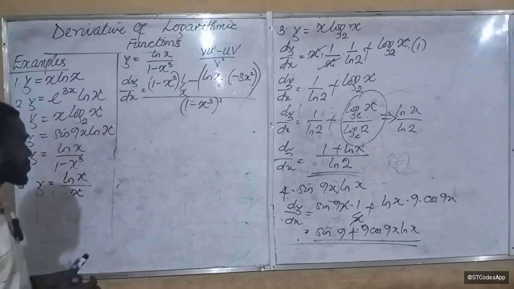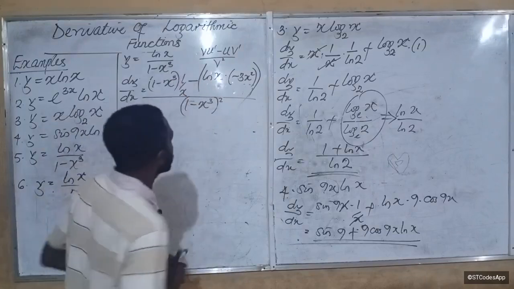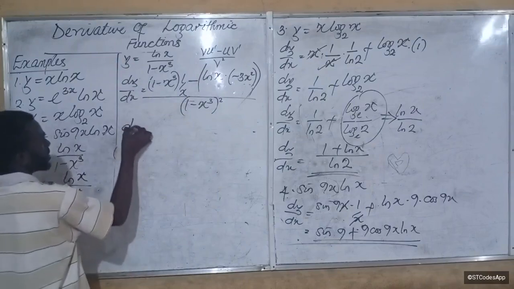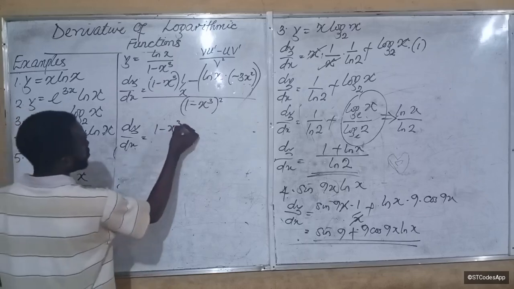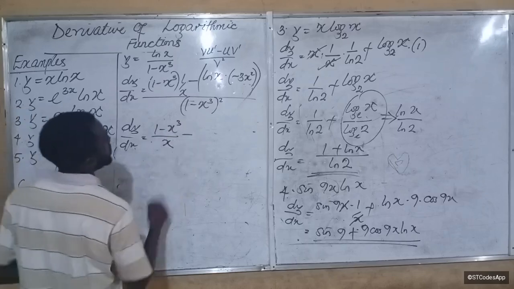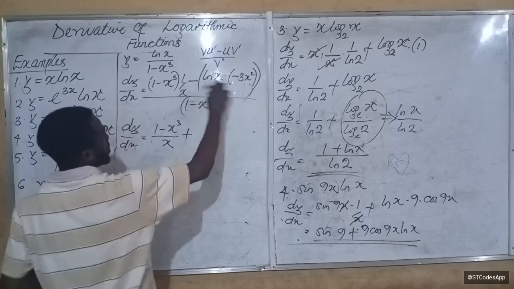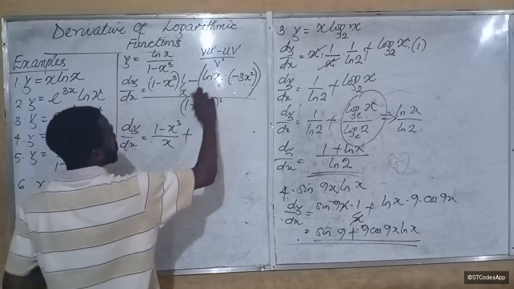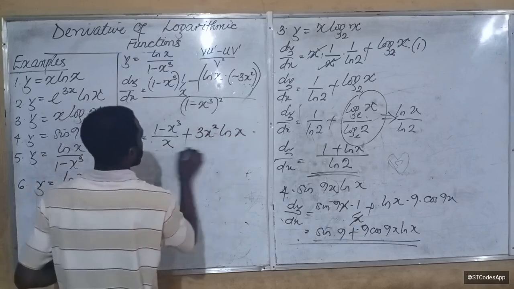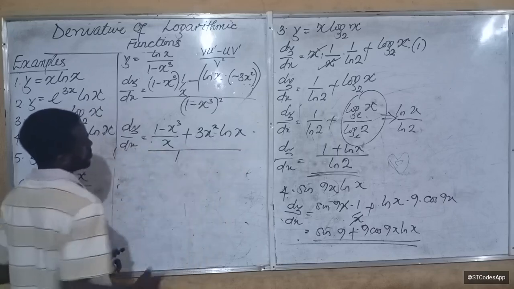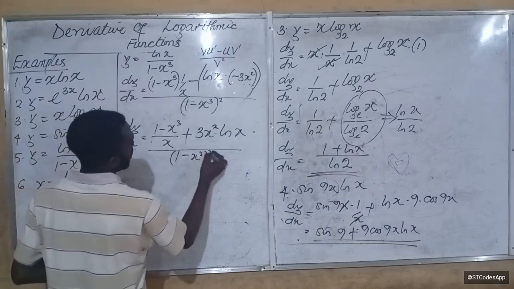Is it clear? All these differentiate this, okay? All right, so dy dx therefore becomes 1 minus x cubed all over x minus, now plus, it becomes plus, right? Minus times minus is plus. So you have plus 3x squared ln x. Everything over 1 minus x cubed, all squared.